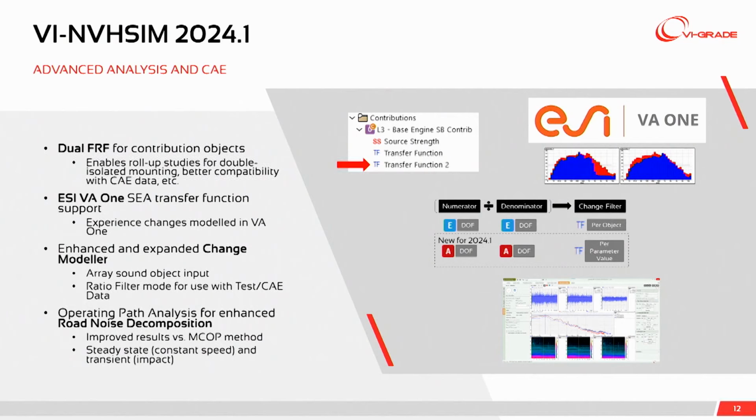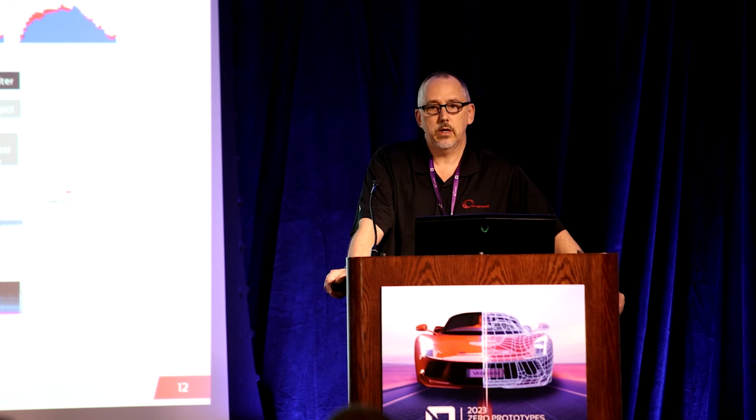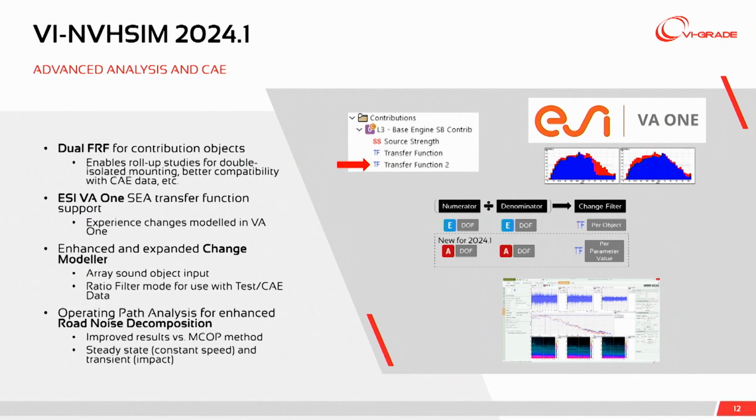There are also some advances on the analysis and CAE capability. A new feature is a dual FRF capability, which allows you to have a serial stack of FRFs in your NVH model. So an example might be one model that calculates what the body attachment forces are, and then on top of that, transfer functions that capture the body attachment force to response points. So rather than having to bury all of those into one response, you can split them out into individual ones.